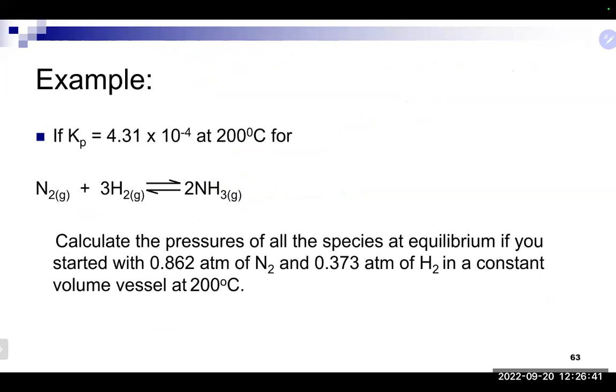Okay. All right, one more here. The KP in this case is 4.31 times 10 to the minus 4. Calculate the pressures of everybody at equilibrium, if we started with 0.862 atmospheres of N2 and 0.373 atmospheres of H2 in a constant volume vessel.